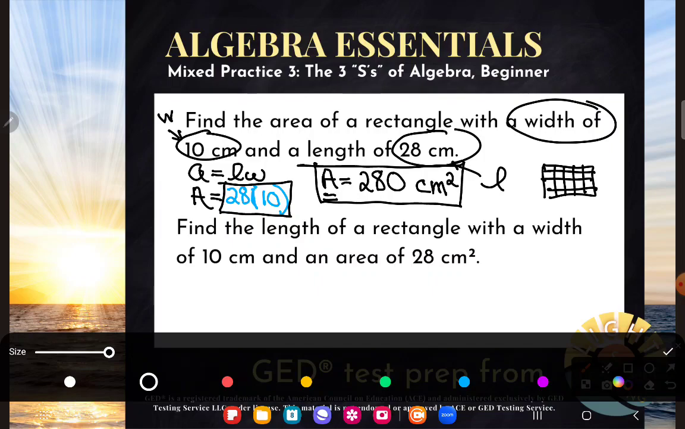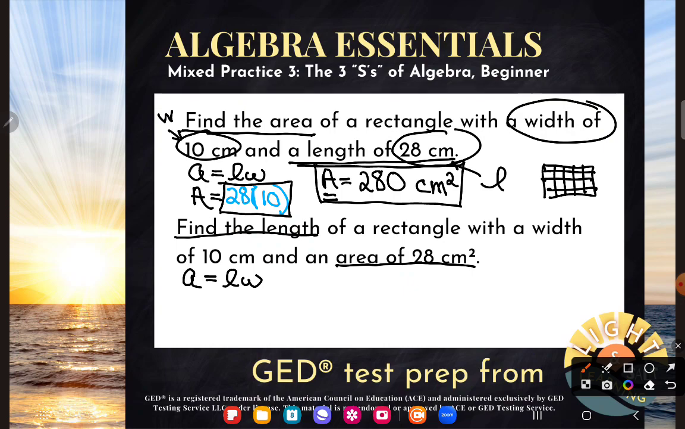So this time, instead of finding the area, I'm finding the length. And this time, instead of knowing the length, I know the area. All right, and how's that going to change things? Well, it's not going to change the formula. We still have the same relationship between the area, the length, and width of a rectangle. It's A equals length, or area equals length times width. But what's going to change here is my substitution, because I've got to plug in the numbers where they belong, not just any which way that pleases me.